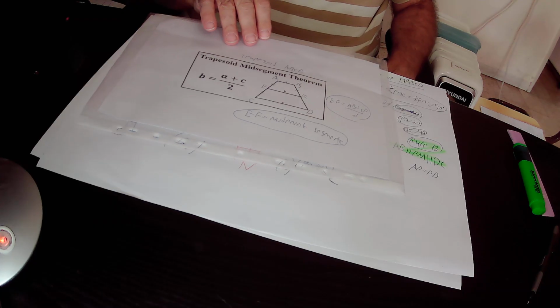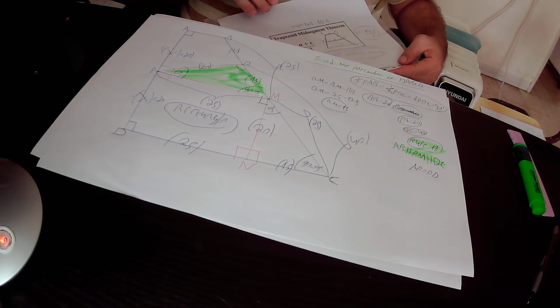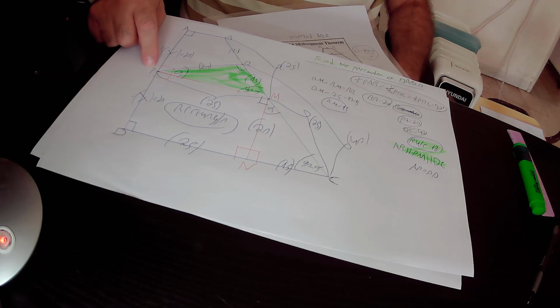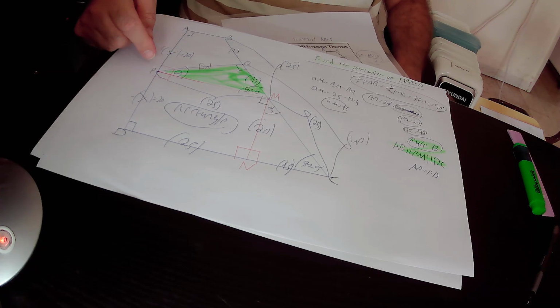So we can implement the trapezoid mid-segment theorem in our drawing. Why? Because in our drawing, this is point P that bisects AD. Why? Because AP equals PD. So point P is the midpoint of AD.